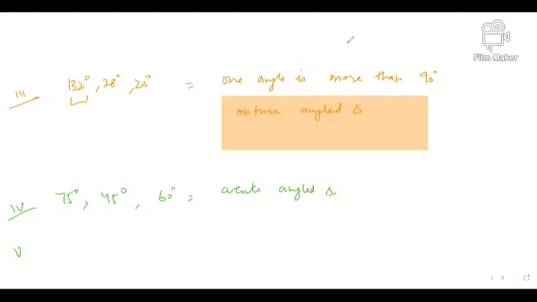Now come to the fifth part. 110 degree, 35 degree, and 35 degree. So two angles are of equal length, but we can see one angle is of more than 90 degree. So we would call it obtuse angled triangle.